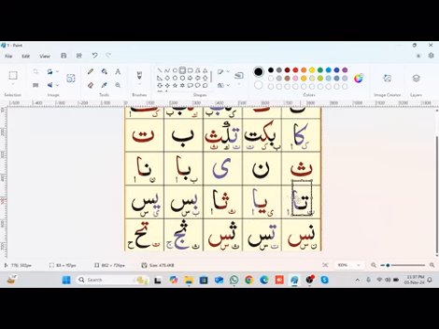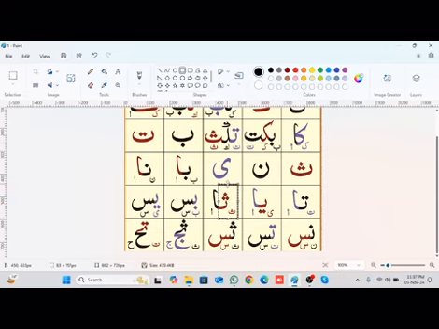The next, ya. Ta and ya are opposite to each other. Ta has two dots and the position of the dots is on the top. Ya has only two dots and the position of the dots is down. So one is up and one is down. Ya, alif.